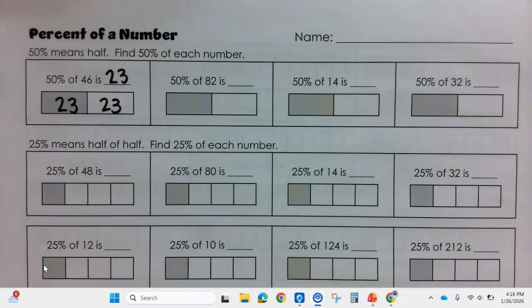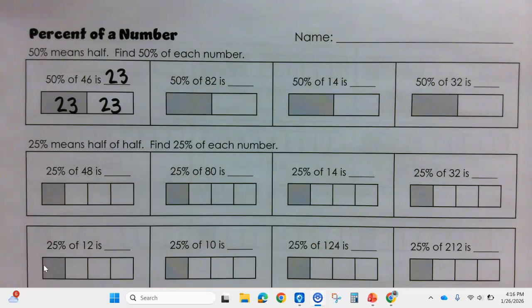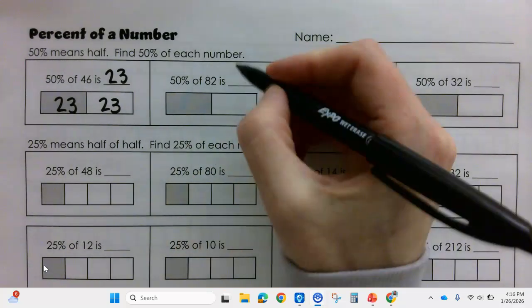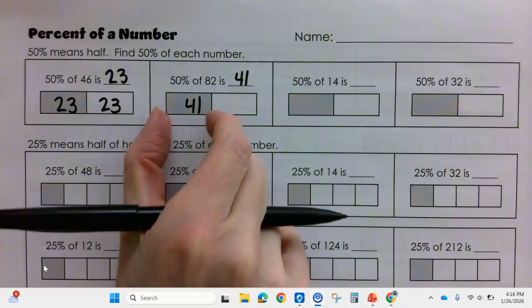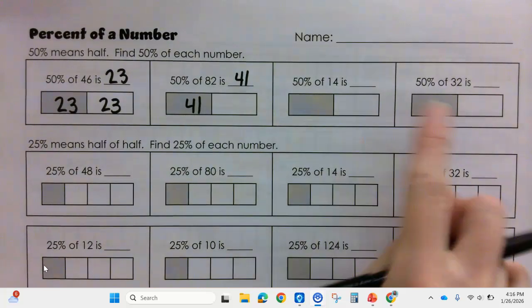46. All right, so if we have 50% of 82, half of 80 is 40, half of 2 is 1, so that would be 41. So this half, or that 50%, is 41. All right, I'll let you do those.